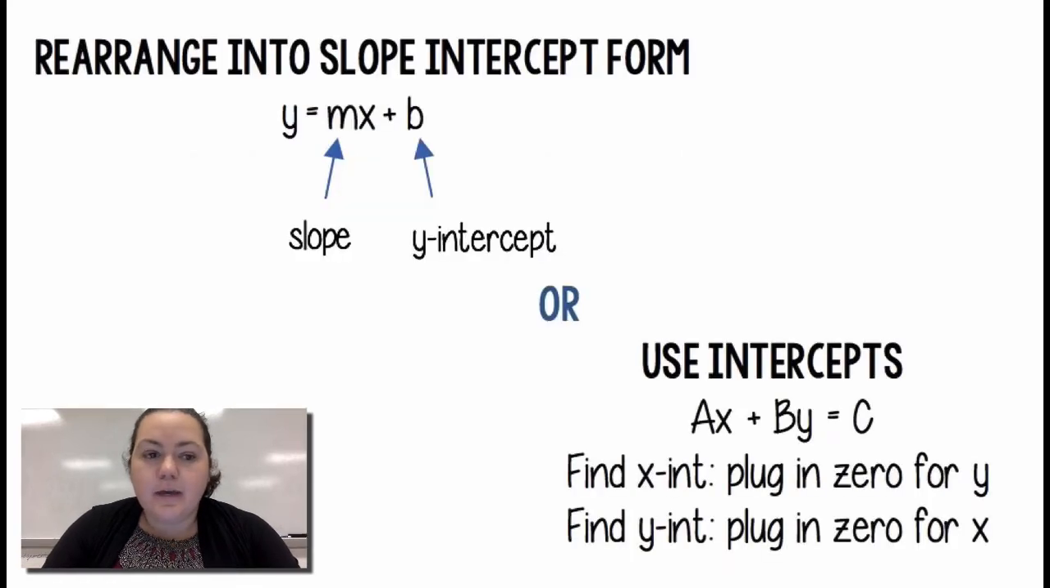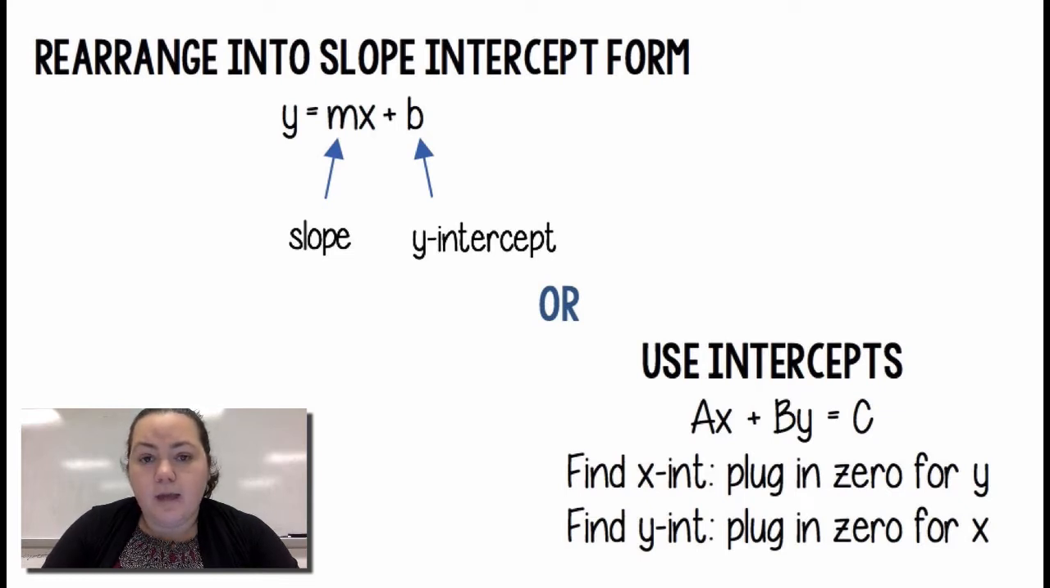All right, so if you get an equation and it's already in slope-intercept form, then you're good. You can just graph the y-intercept and then use the slope to get another point. Otherwise, you might have to rearrange it into slope-intercept form. And remember, slope-intercept form is y equals mx plus b, where m is your slope and b is your y-intercept. Or you can use the intercepts.